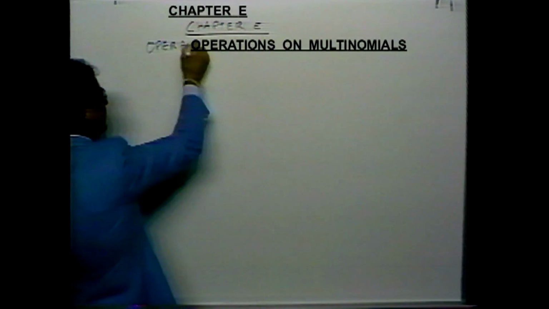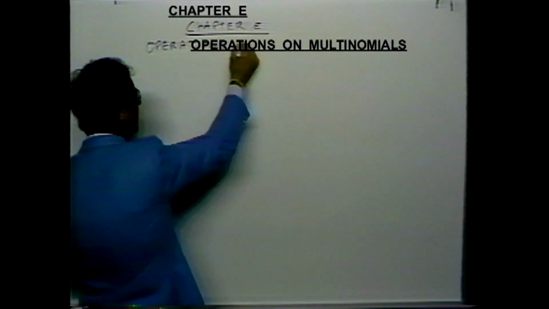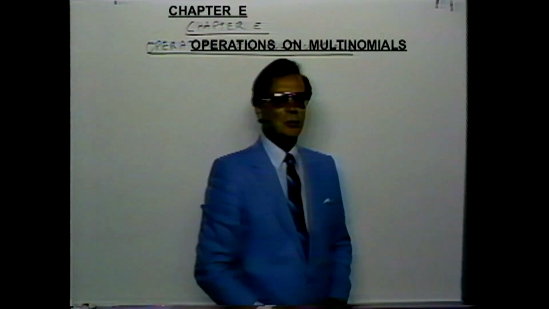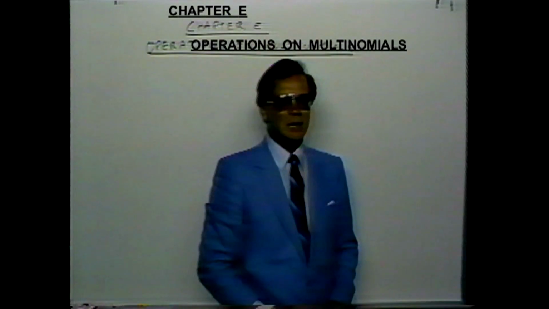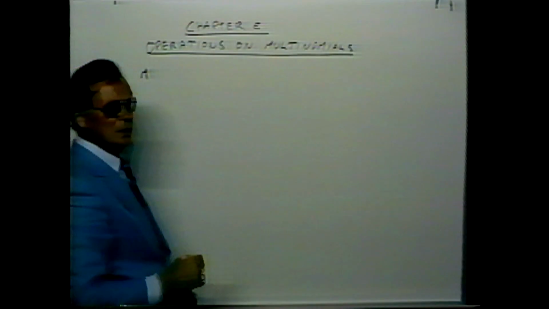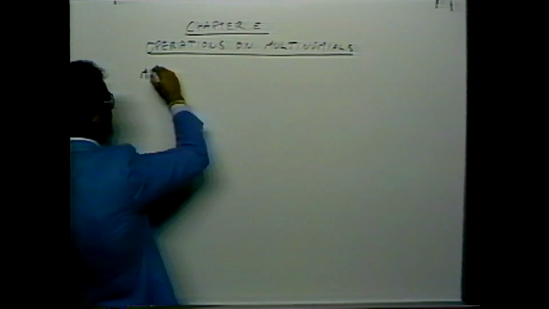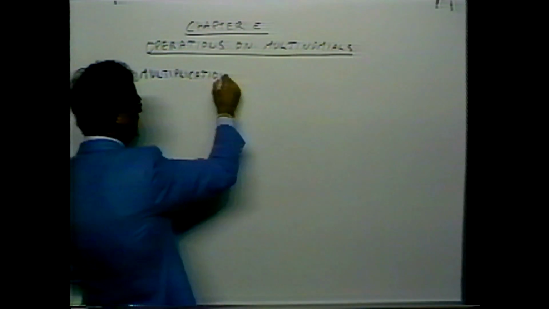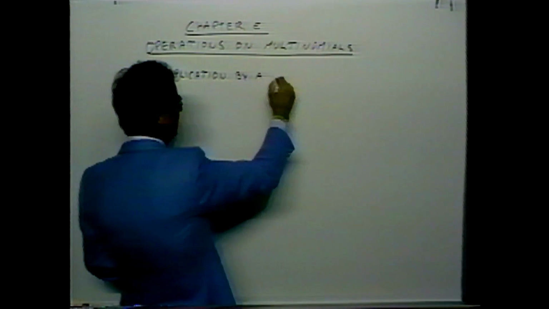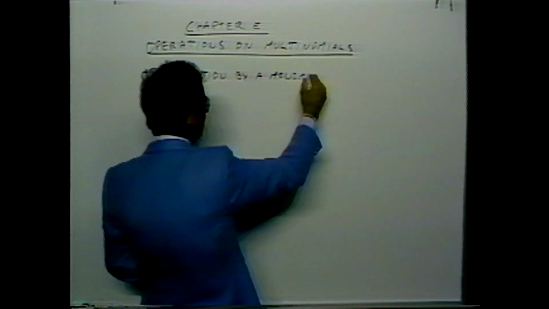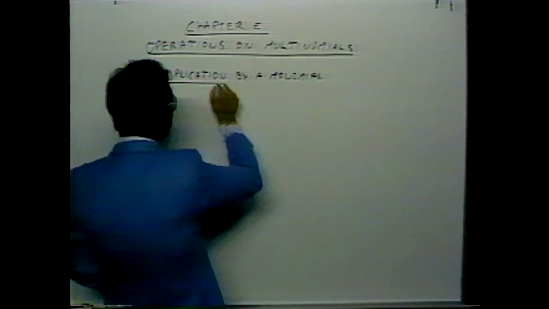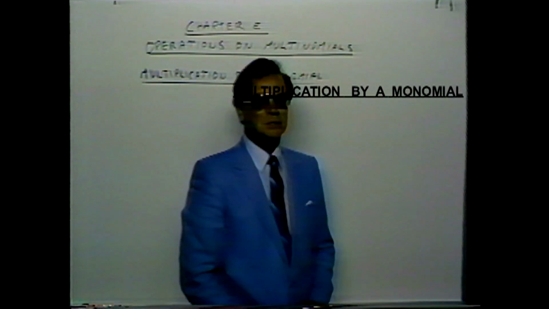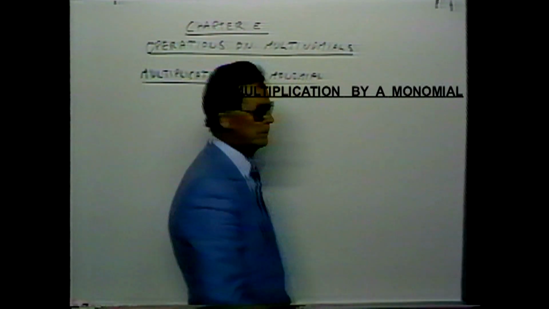Operations on multinomials. Adding and subtracting multinomials is similar to adding and subtracting monomials. Multiplication by a monomial. Multiplication of a multinomial by a monomial is constructed as follows.